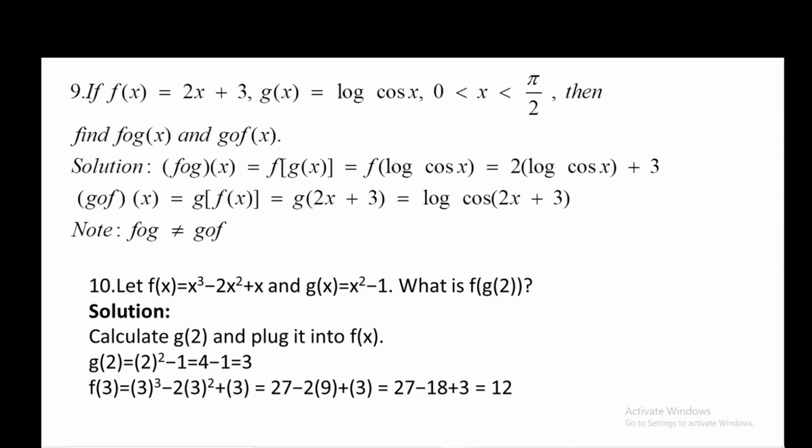Then find g∘f of x, or g of f. Both we have to find. We are going to find f∘g of x and g∘f of x. So f∘g of x means f of g of x. First we are finding g of x. So g of x is log of cos x, which gives 2 into log of cos x plus 3.